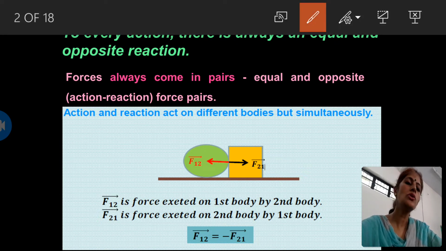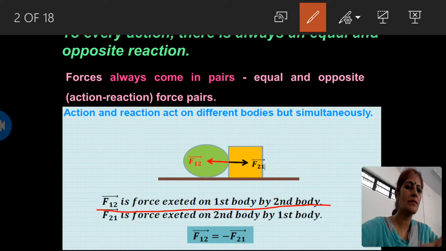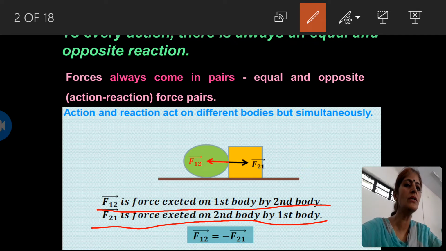Let us suppose two bodies are interacting with one another. They are coming in contact with each other. F12 vector is the force exerted on the first body by the second body. F21 vector is the force exerted on the second body by the first body. Then as per Newton's third law of motion, F12 vector is equal to minus F21 vector.